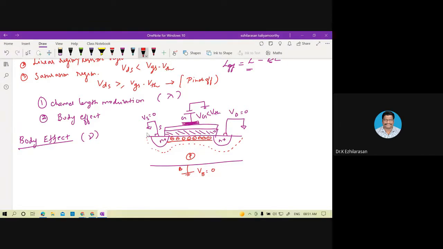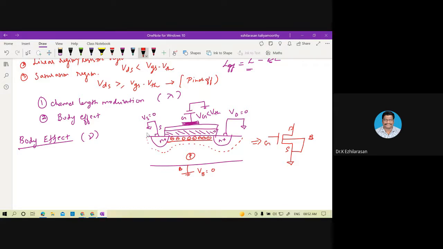You can see here the equivalent diagram. If I need to draw it, it will be like this. This will be your drain, this is the source, this is the gate, and this will be your bulk. Both are tied to ground. Now this bulk and the source, you can see here, both are tied to ground.